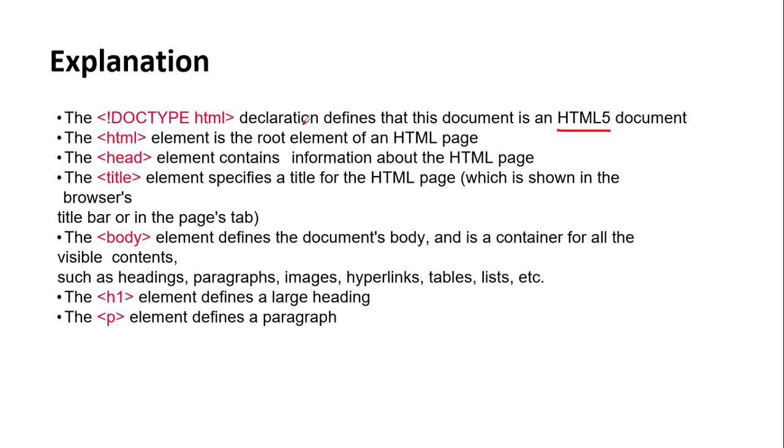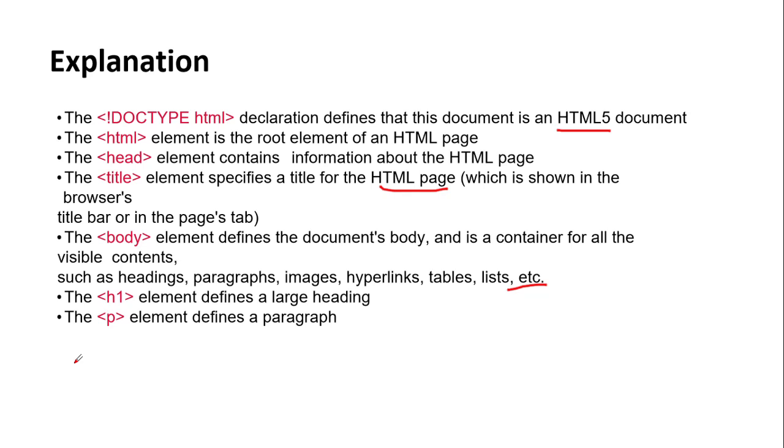And the HTML tag is the root element. It always starts with the HTML tag. The head has the information about the HTML page. The title specifies a title for the HTML page. Then we moved to the body tag, where all visible contents appear, such as headings, paragraphs, images, hyperlinks, tables, lists, everything included in the body tag.